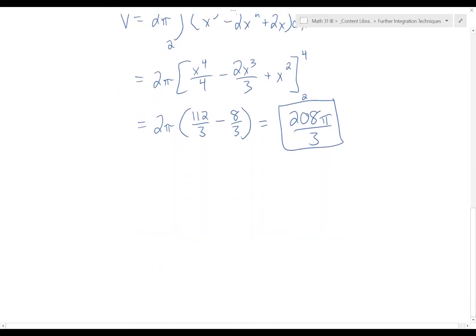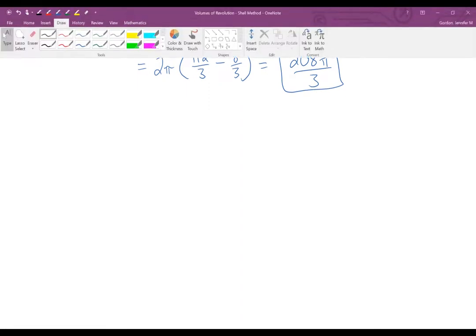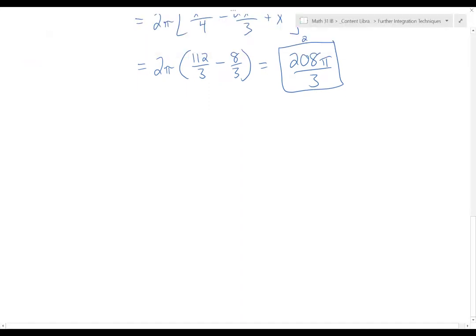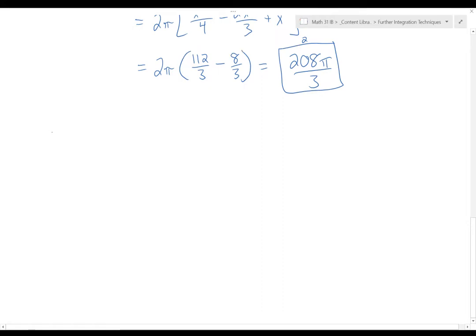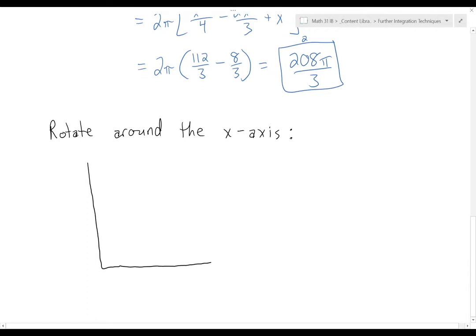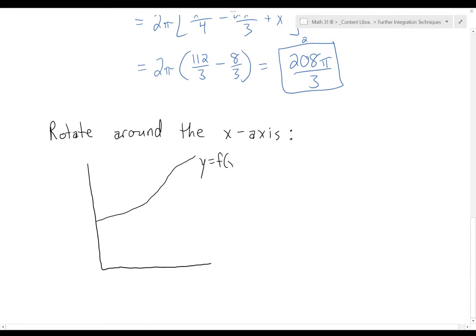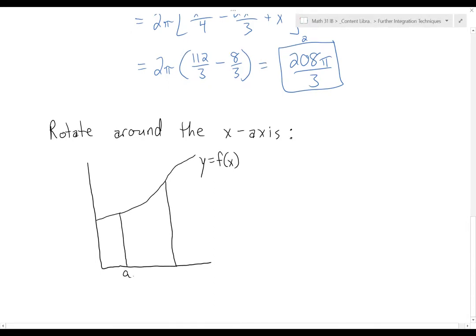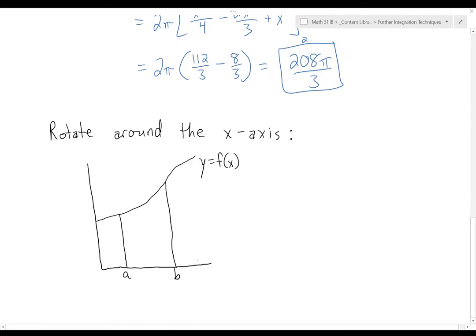All right, so just to summarize, we basically have 4 different scenarios. So let's look at the 2 scenarios where we are rotating around the x-axis. So I want to rotate around the x-axis. Well, then I have 2 possible situations. I have a situation where I have a function that I can define in terms of x, so y equals f of x, and the region that I'm talking about goes from a to b on the x-axis.